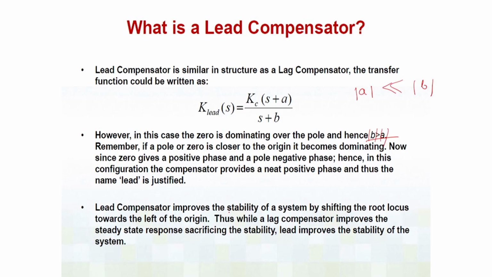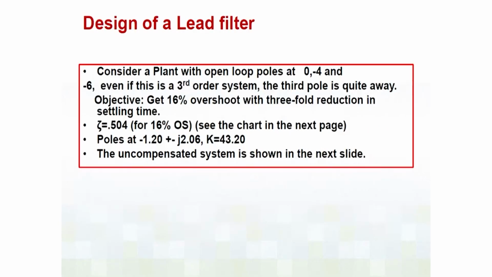Now, lead compensator, what is the application of it? It improves the stability of a system by shifting the root locus towards the left of the origin, so that the lead compensator can create a much more stable solution. So, while the lag compensator improves the steady state response, sacrificing the stability, lead improves the stability of the system. So both of them work for certain very specific purposes.